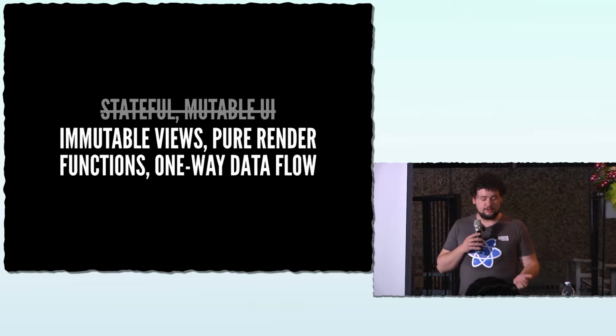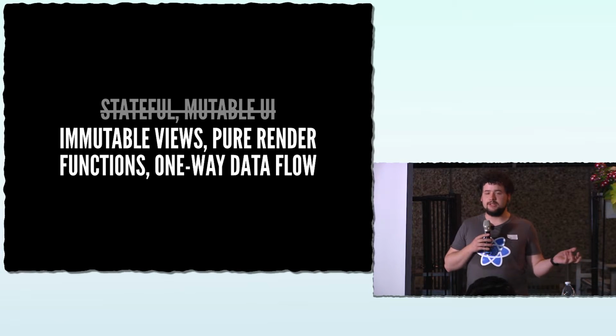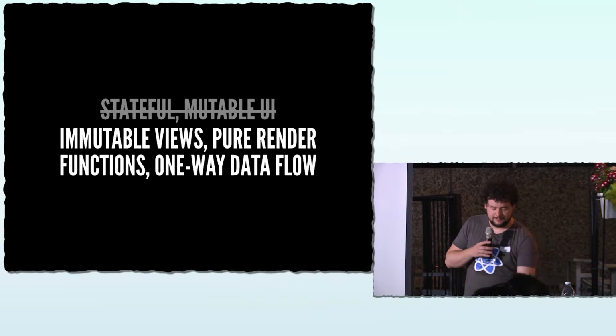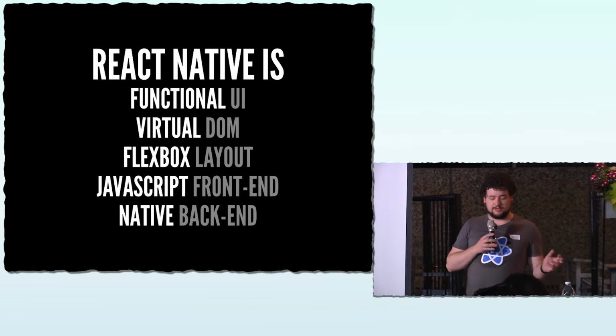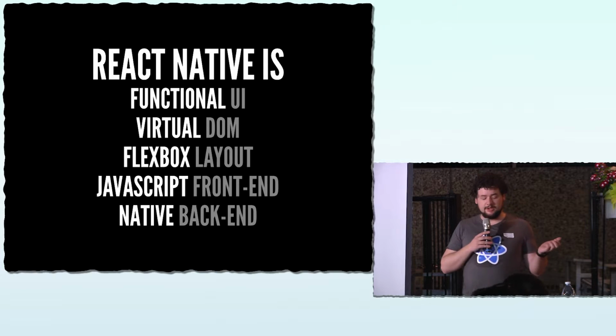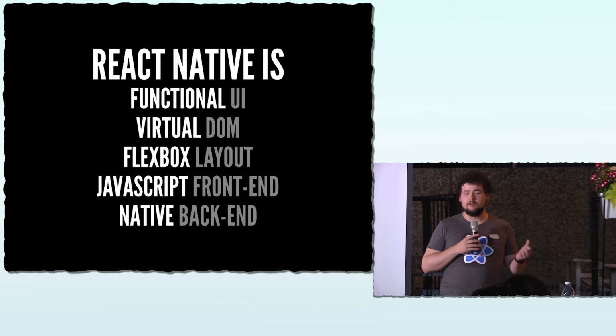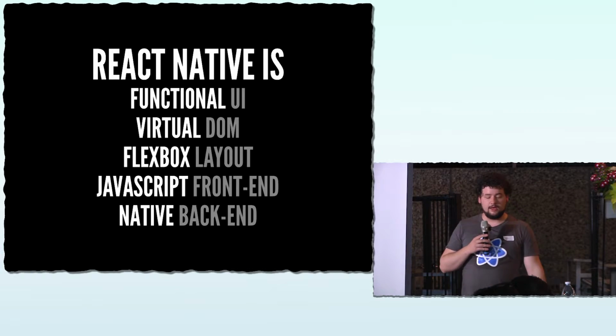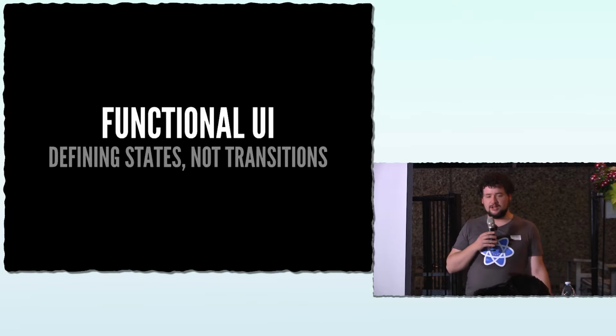We use immutable views, a pure render function, and one-way data flow, which simplifies the way you create apps tremendously. So the 5 core components of React Native are a functional UI using a virtual DOM, a FLEXBOX layout system, and we use a JavaScript frontend, and it all ends up going natively in the backend. So let's start with functional UI and why it matters.